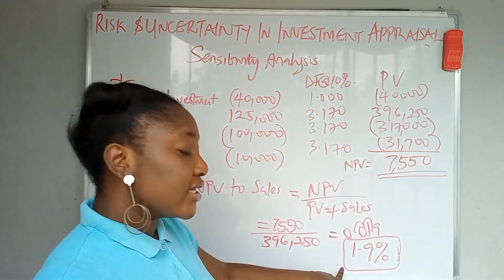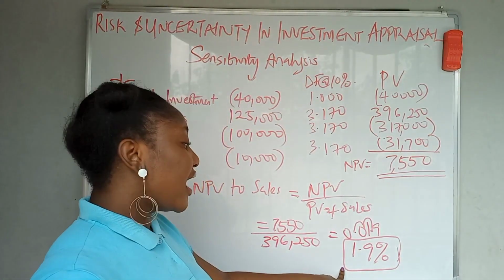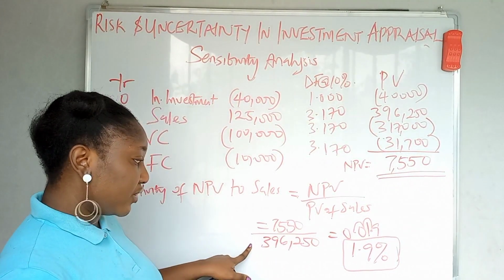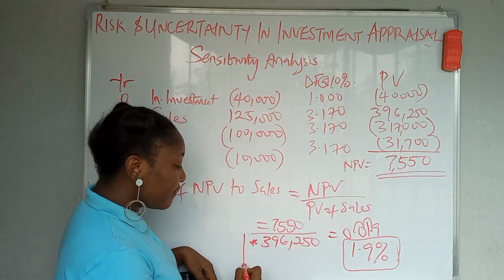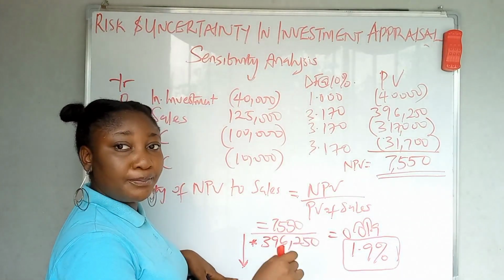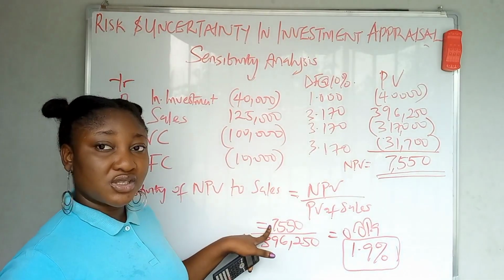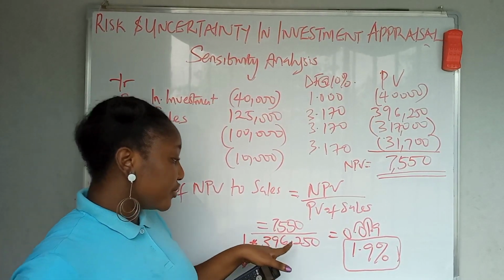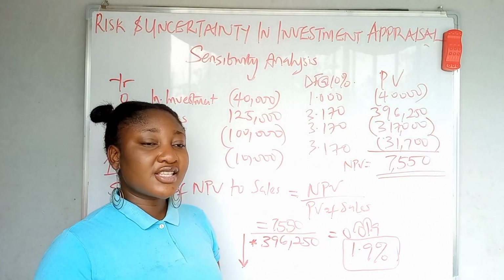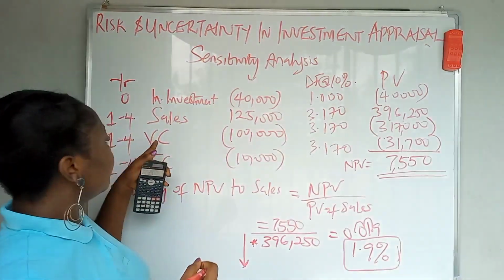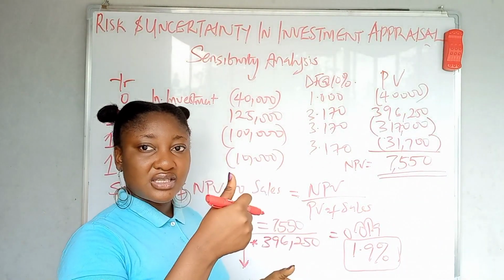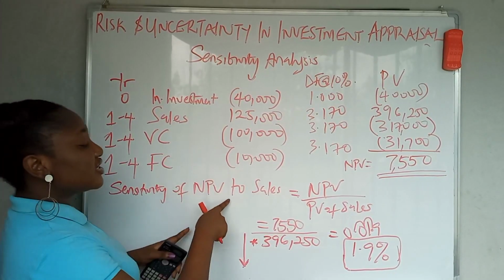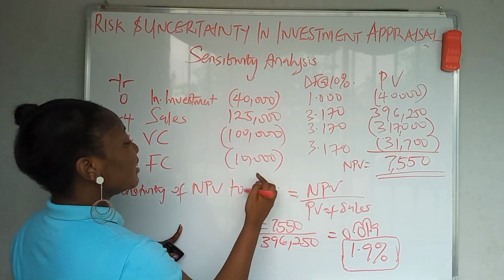Now you have to interpret this result, this 1.9%, and it means that if this sales value, because this is the important factor, falls by 1.9%, the NPV will be 0. Do you understand? You say falls because sales is an inflow. If it's variable cost, which is an outflow, you say if it increases by a particular percentage, the NPV will be 0.